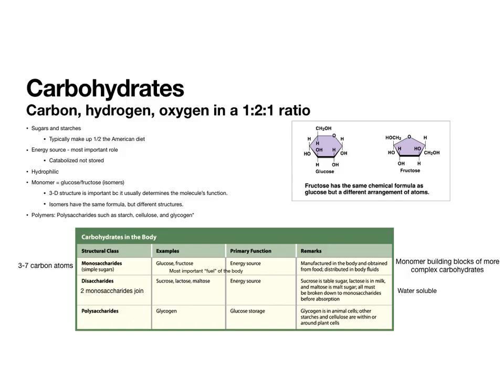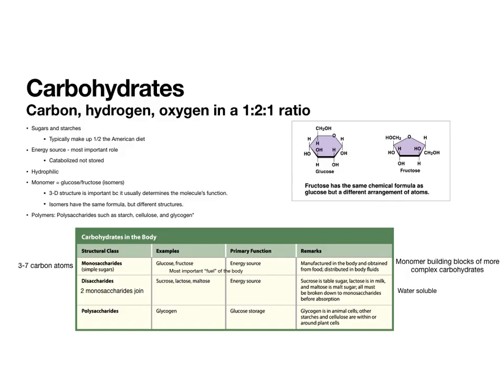Carbohydrates are hydrophilic, which means that they love water. They are easily dissolved in water. The monomers that make up carbohydrates are called monosaccharides. An example of this monosaccharide is glucose and fructose, which are isomers of each other.